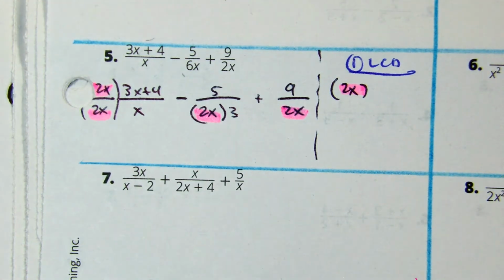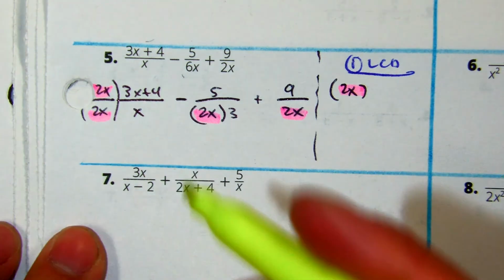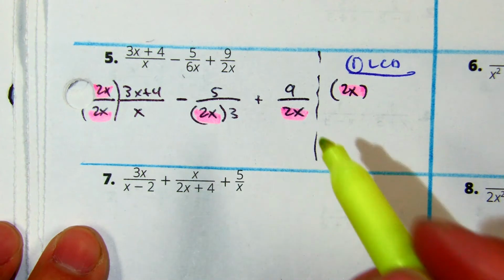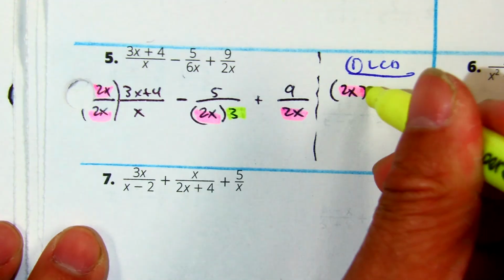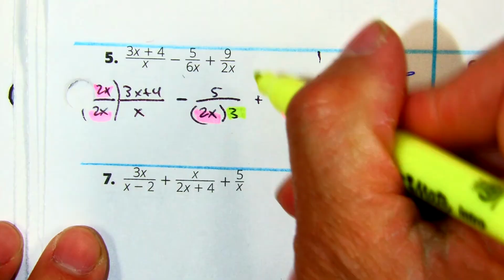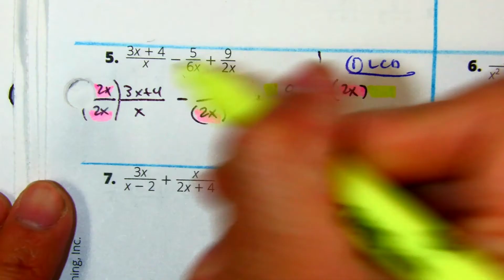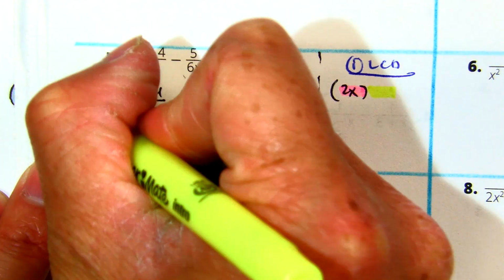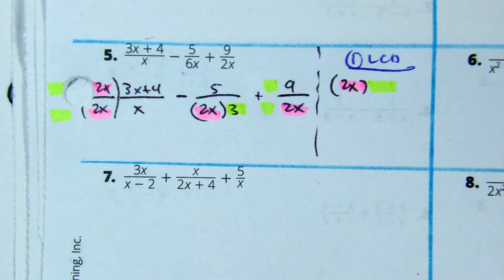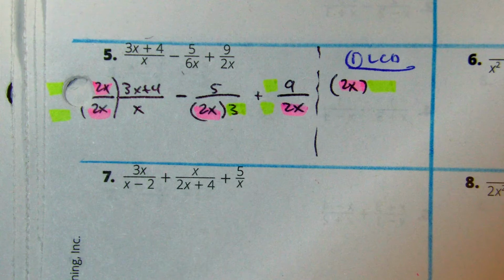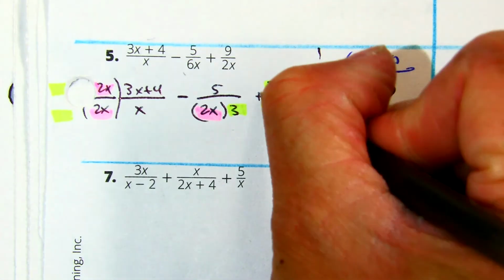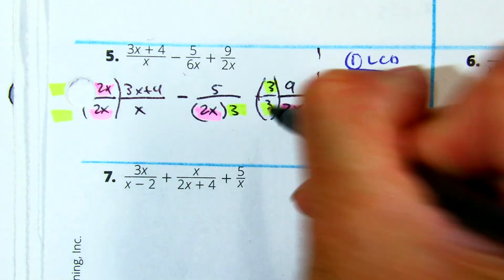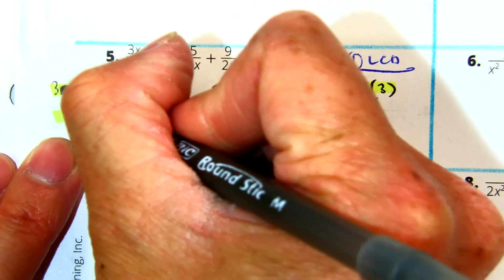Class, can you see something that someone has and the others don't have? Look at the denominator. How about a 3? This one has a 3. But this one does not have a 3. And this one's also missing a 3. Let's put it way over here. So I'm going to multiply by 3 over 3.